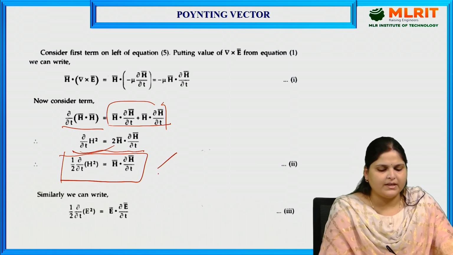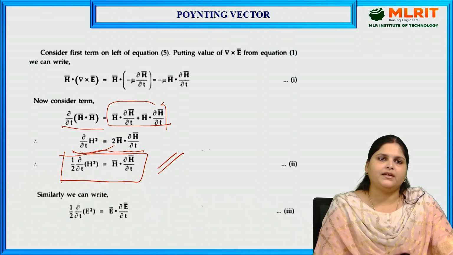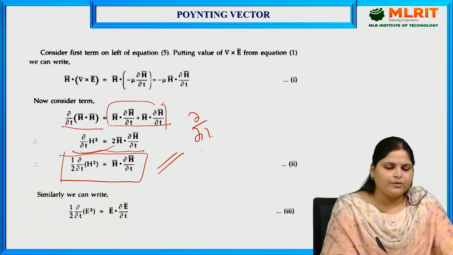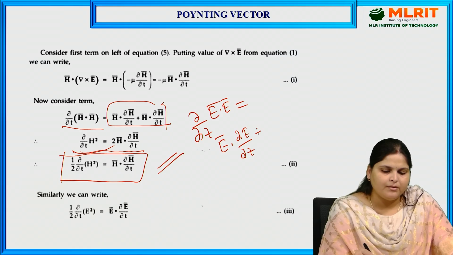So this is one equation for the magnetic field. In the same way we can write the equation for the electric field, by considering dou by dou t of E dot E, we get E dot dou E by dou t plus again E dot dou E by dou t.